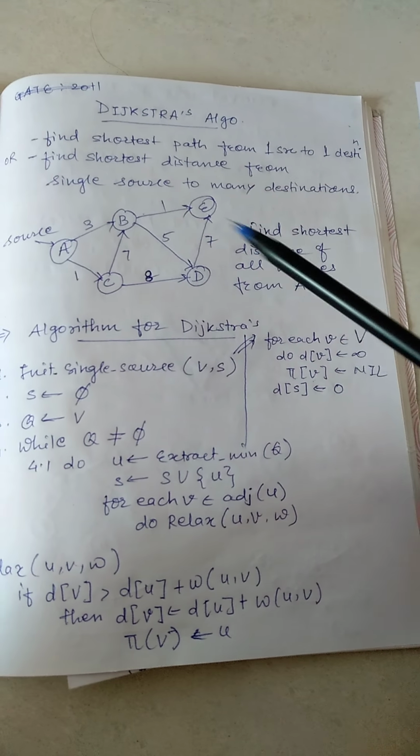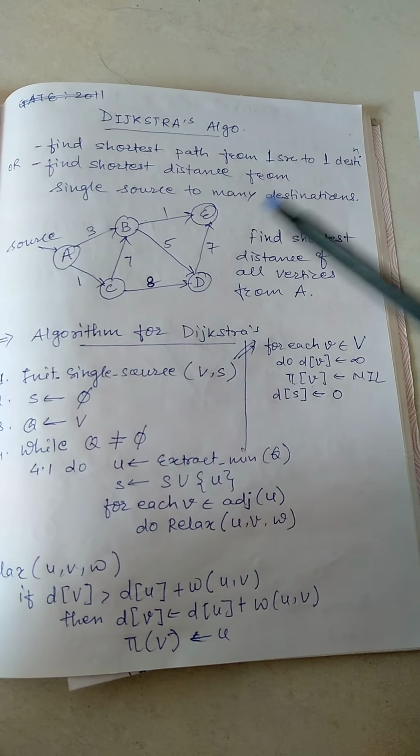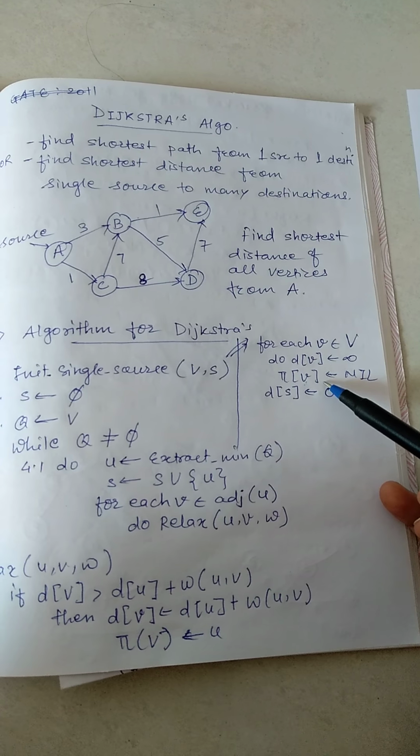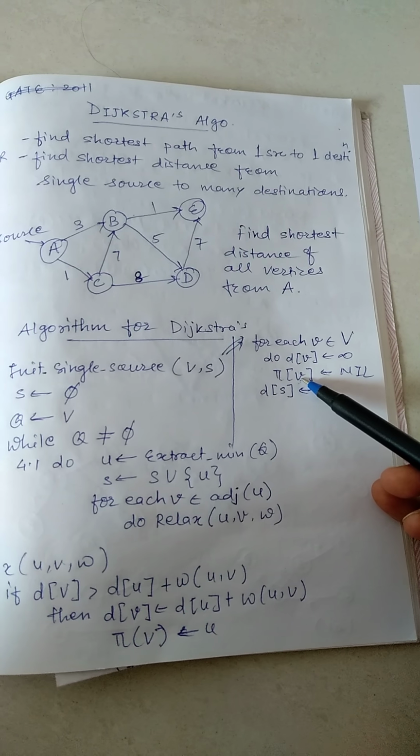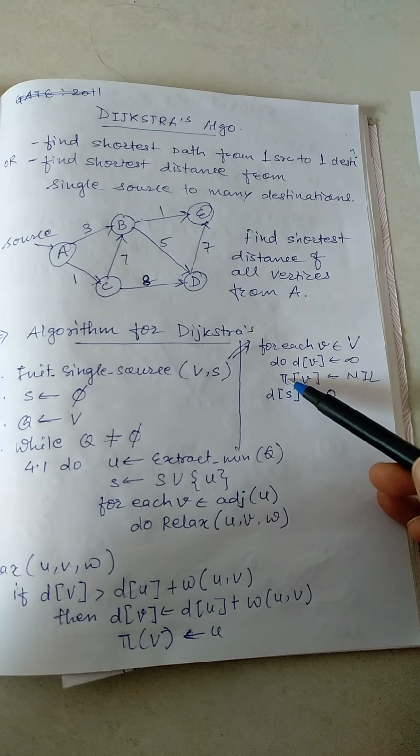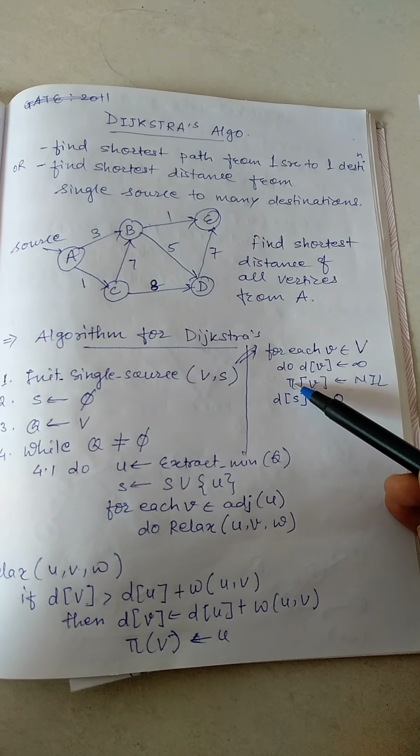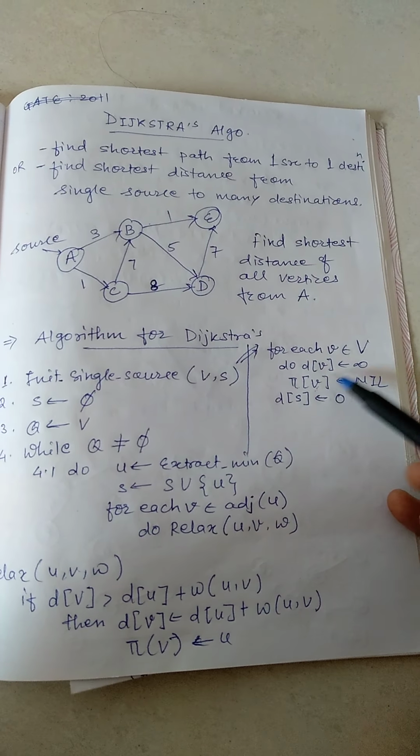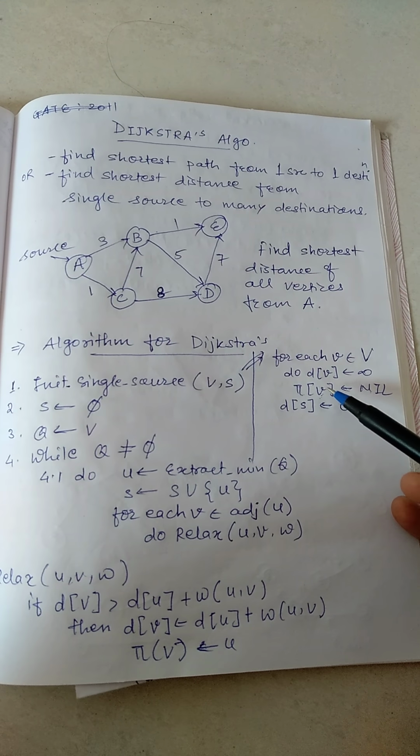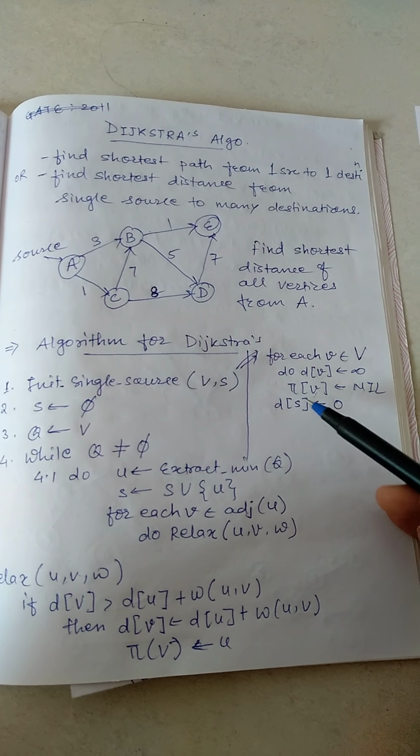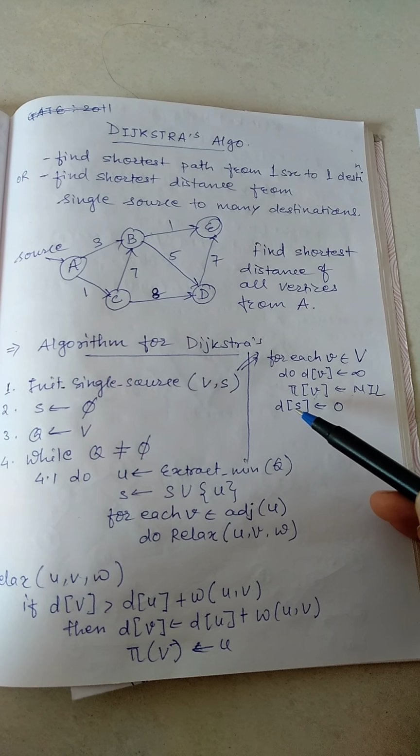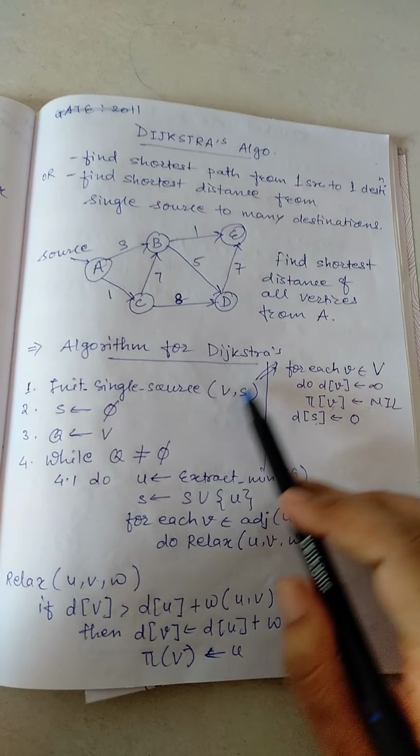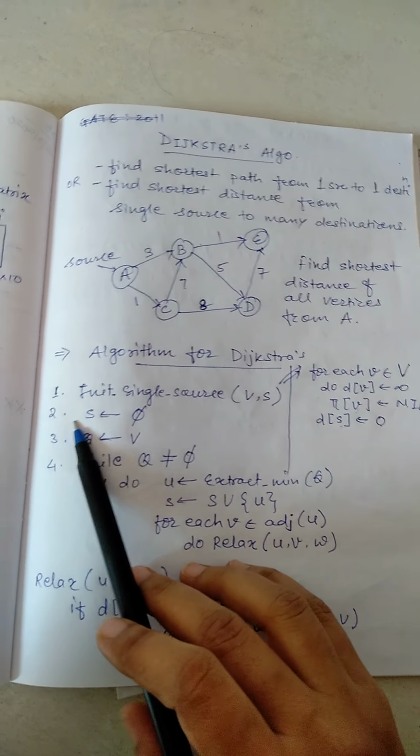Initially the distance of all the vertices from the source is infinity, and this pi value of v indicates from which node v is reachable with minimum distance. That node we consider as the parent of v. But initially there is no parent for v, so the parent of every node is nil. Except for the source, whose distance is set to 0. After executing this function, we'll go to step 2.